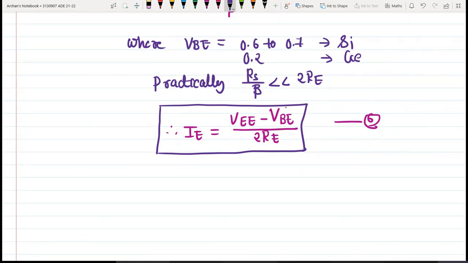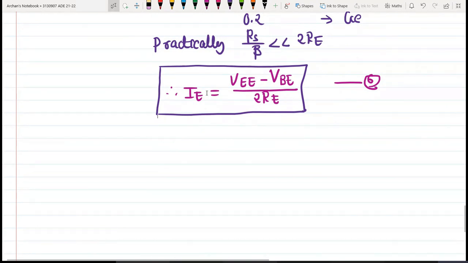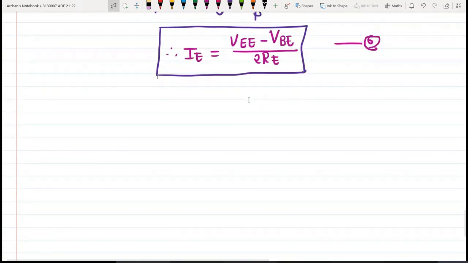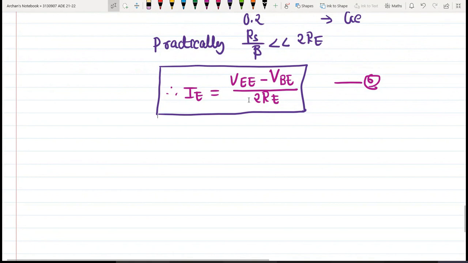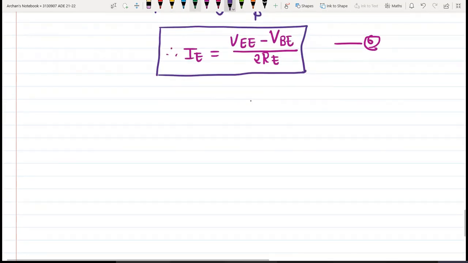Now let us determine VC. Okay, IE we already got. And we know that IE is approximately equal to collector current IC. Then we can determine the collector voltage of Q1, that is VC is equal to VCC minus IC RC. Okay.